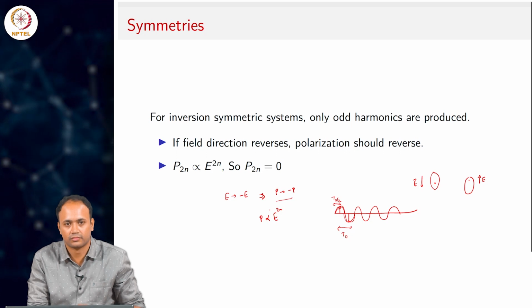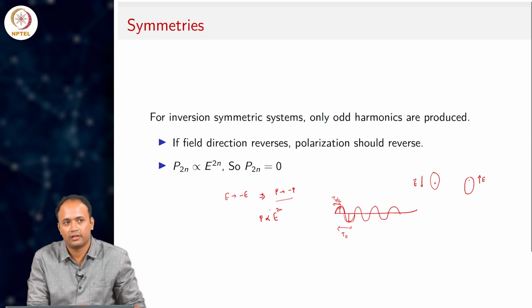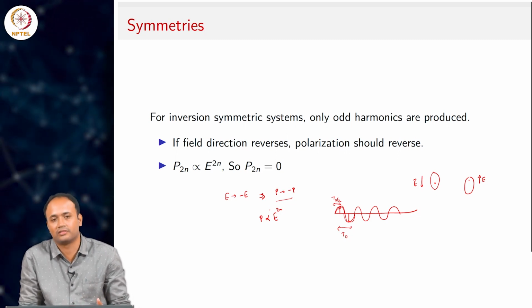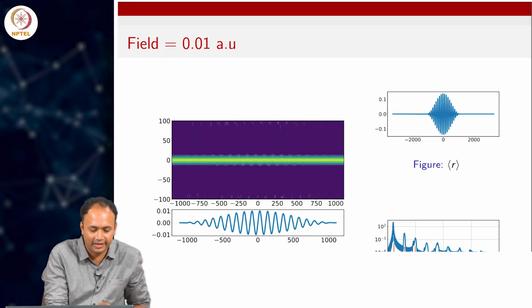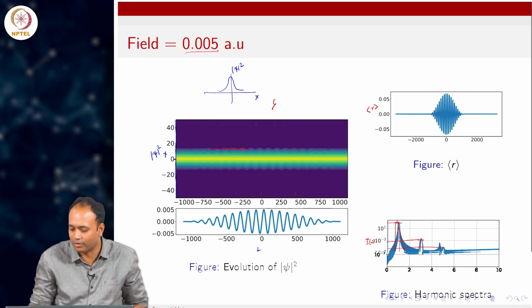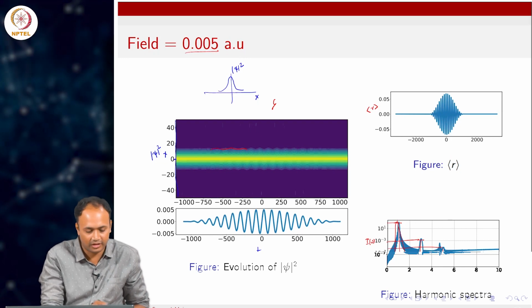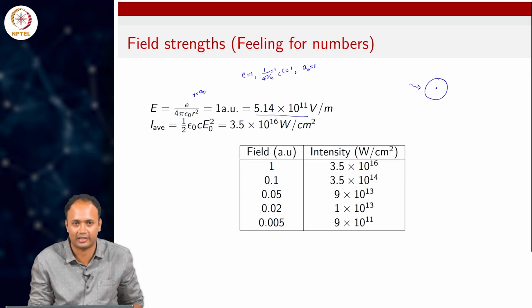Why are we subdividing polarizations as an expansion in P1, P2, P3? Yes, so that just makes our analysis easier. Historically, if I want to generate third harmonics, let's go back. This is a case where I could generate basically second harmonics, right? This is even much smaller. What is the intensity you have? Let's go back. What is 0.005? That's 9 times 10 to the 11 watt per centimeter squared.